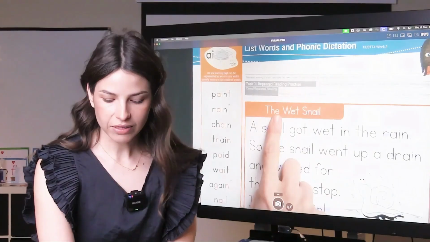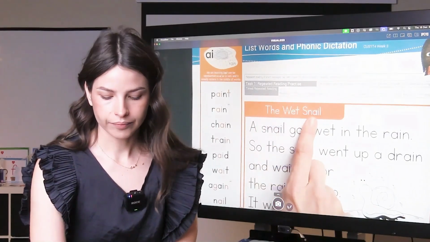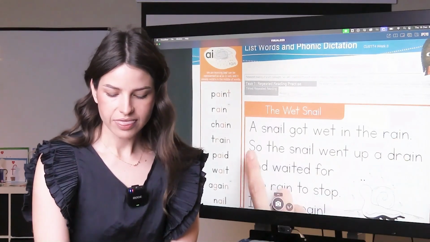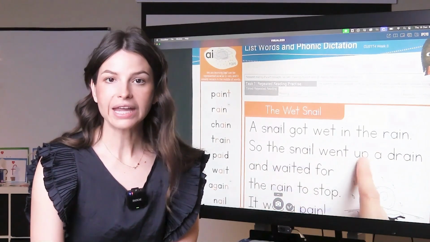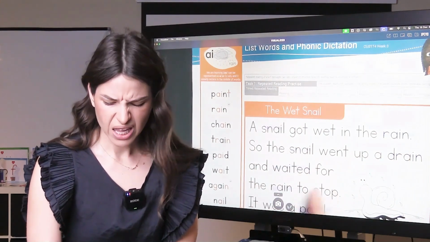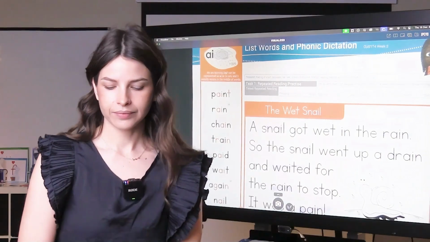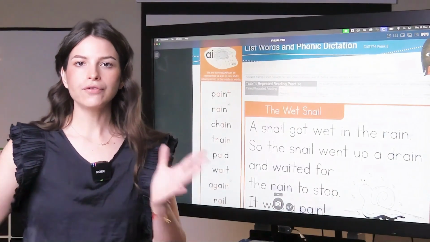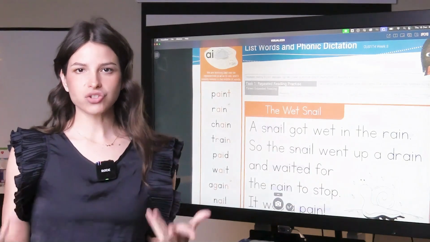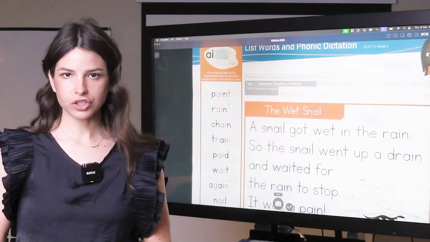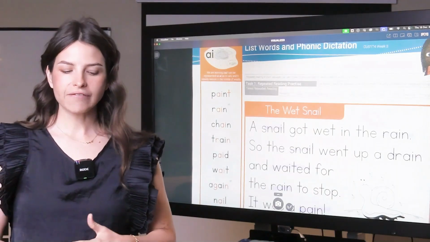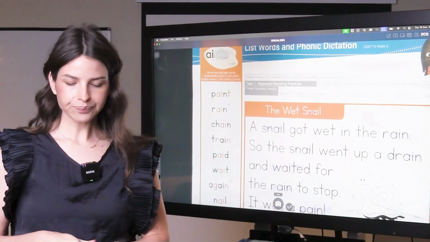Following with your finger underneath. The wet snail. A snail got wet in the rain. The snail went up a drain and waited for the rain to stop. It was a pain. Okay, now the students remove it from view, open up their books, ready to do the dictation. As this is my struggling group, I'm going to go nice and slow with them and make sure that they can still complete the dictation, but I might give them fewer words at a time.